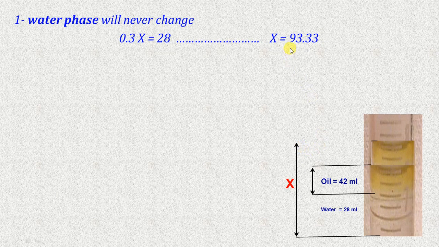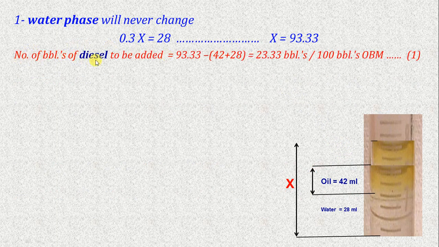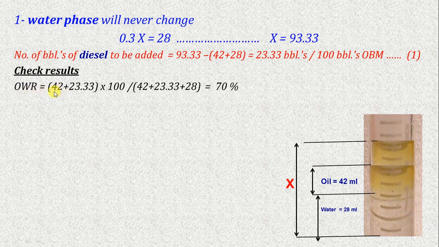So this is the total. I will make a subtraction from the old volume, and I will get the new added diesel for each 100 barrels. So the amount of diesel to be added will equal 93.3, which is the new total, minus 42 plus 28. It will give you 23.3 barrels for each 100 barrels of oil-based mud. So now, how many barrels of oil-based mud do we have? 500. So we will multiply this number by 5. So let's make a check. The check of the oil-water ratio will equal 42 plus 23.3, multiplied by 100%, divided by the total, which is 42 plus 23.3 plus 28. So it equals 70%.